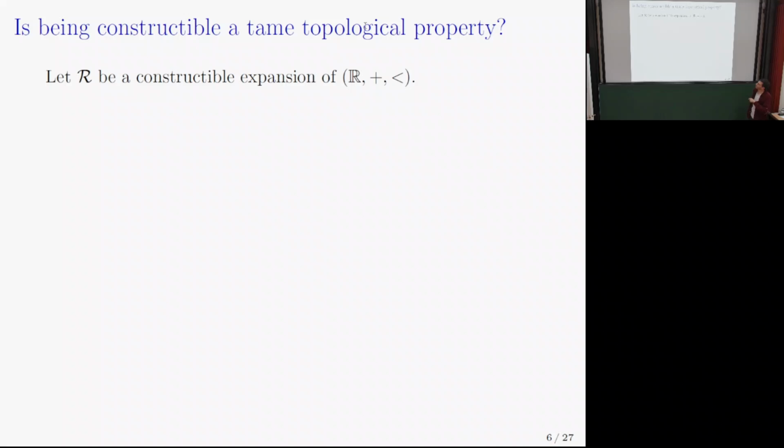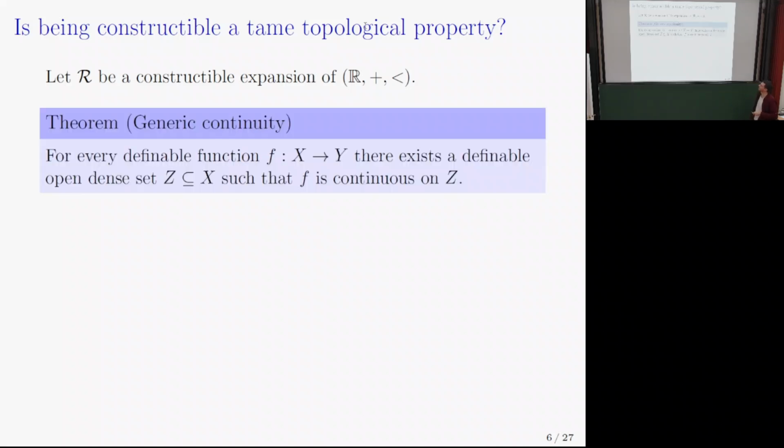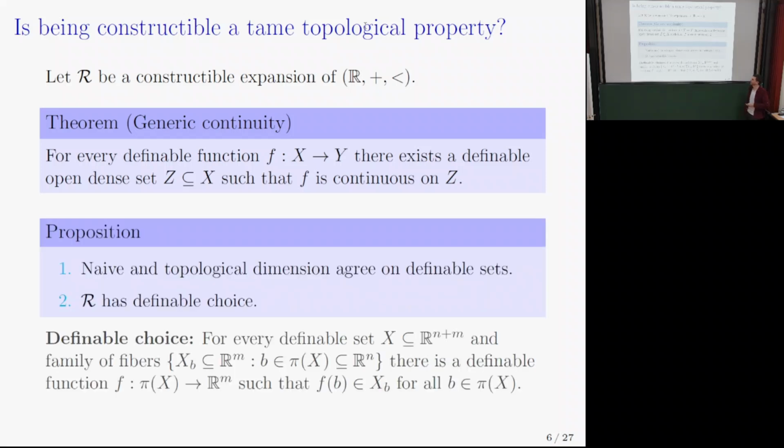All right, say we have a constructible expansion of the real ordered group. Again, more things about tameness. Something you might want is generic continuity, and we have that. So for every definable function f from X to Y, there is a definable open dense set of X such that f is continuous on that set. So this is pretty good. What else might you want? You might want a good notion of dimension and definable choice, and you also have these two things.